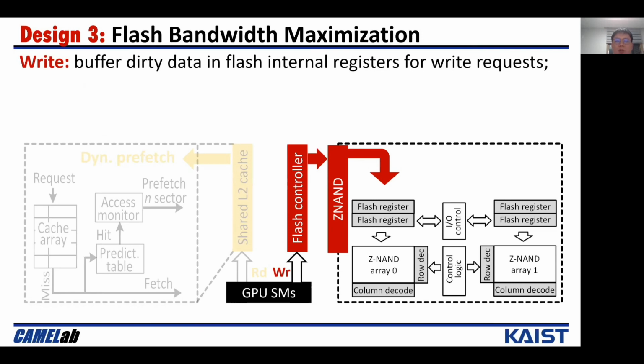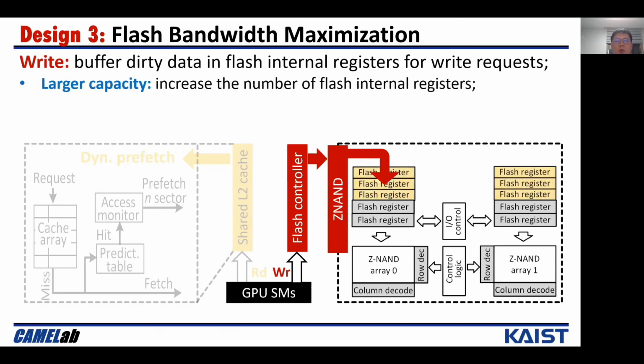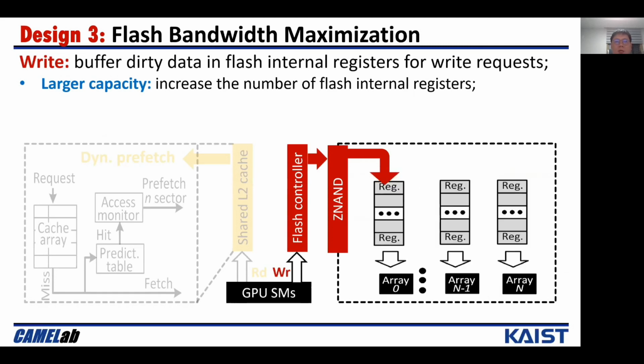However, the problem is that the ZNAND array contains flash registers that store only 2 flash pages. We propose to increase the number of flash registers to shelter as many write requests as possible. We design a shared data path between the ZNAND array and any flash register to enable direct communication between each other.